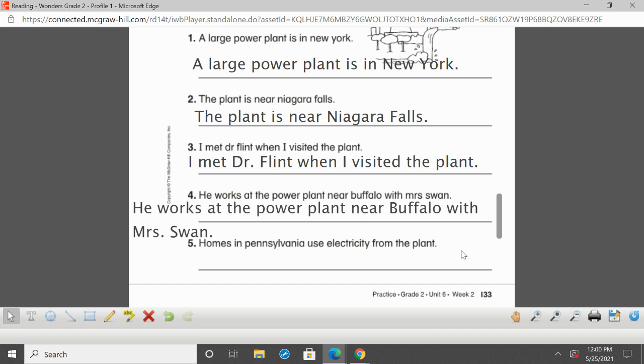All right, we're going to try number 5. This is our last one. Homes in Pennsylvania use electricity from the plant. Under your number 4, write 5. Again, I want you to think about what needs to be capitalized here, and go ahead and pause me and solve that one. Unpause me when you have your answer. All right, so you should have: homes in Pennsylvania. That's a place, so we need that capital P. Your answer should look like this: homes in Pennsylvania use electricity from the plant. That P in Pennsylvania needs to be capitalized.